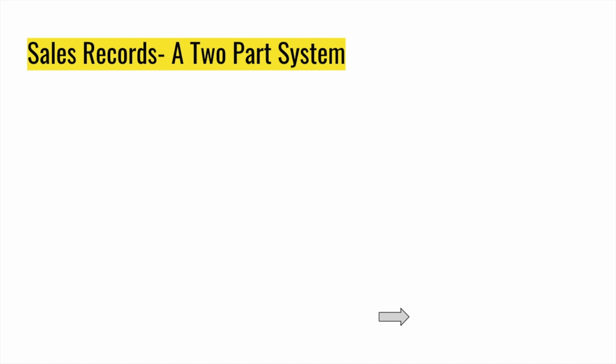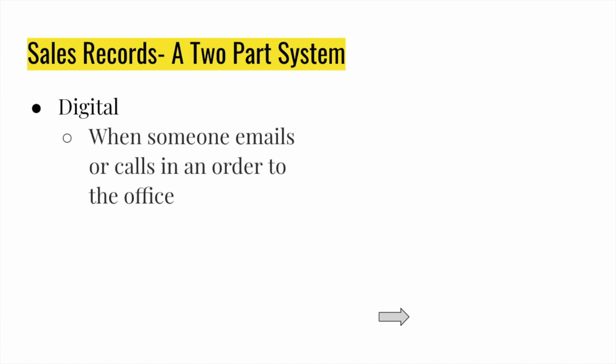At our operation, we have a two-part system for keeping up with sales records. And as you would imagine, it's going to be handwritten and digital. I'll talk a little bit about each of those. First, let's talk about digital. The scenarios where I would create a digital sales ticket would be when someone emails in an order or calls in an order to the office.